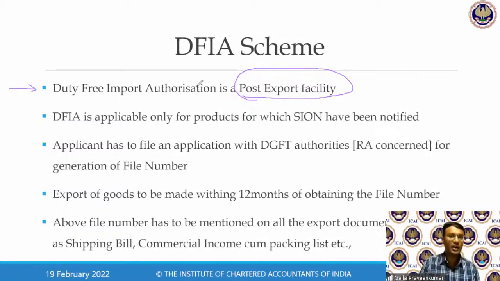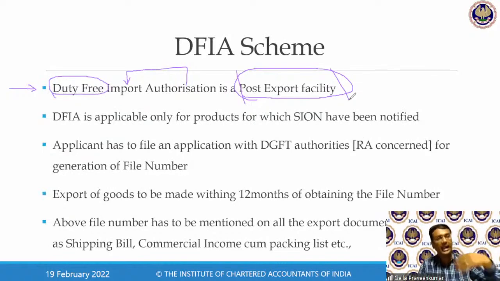Duty-free import authorization means I get an authorization for making imports without payment of duty, which is called duty-free, or DFIA. I repeat, it is an authorization. As the name goes, this is the authorization given as a post-export facility. In case of advance authorization, what was happening? I import under a license, I manufacture and export. Now, in this case, I do the processing, then I go for getting this DFIA.